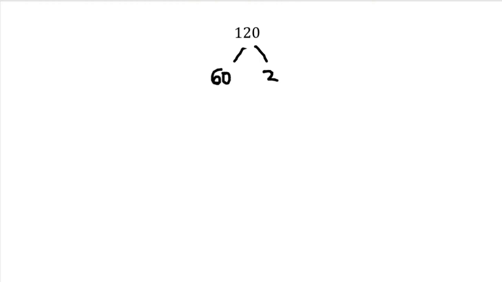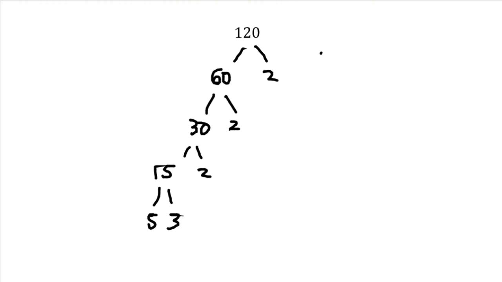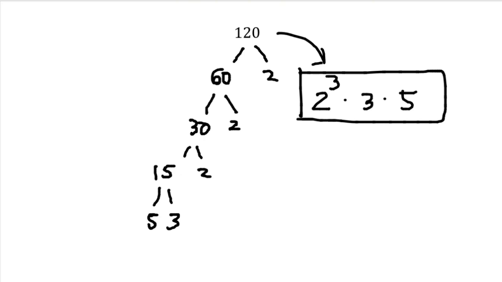So example 120, we can just divide this by 2 and we get 60 and 2, and 60 can be broken down by 30 and 2, and 30 can be broken down into 15 times 2, and 15 can be broken down into 5 times 3. So as we can see here, we have 3 twos, so therefore the prime factorization of 120 is going to be 2 cubed times 3 times 5. So that's how easy it is.